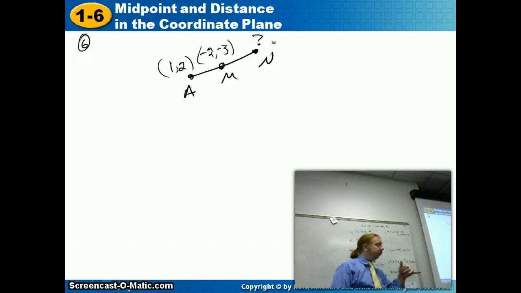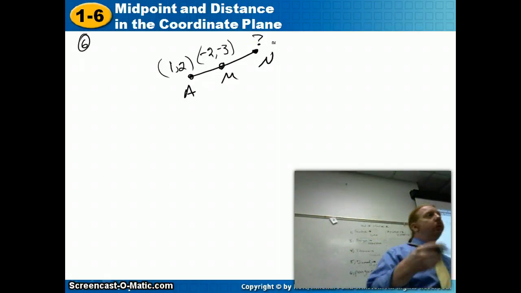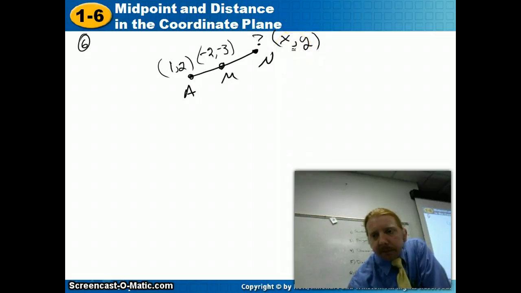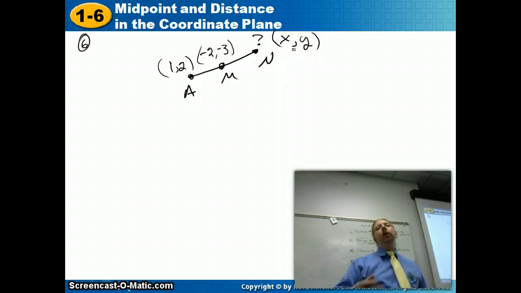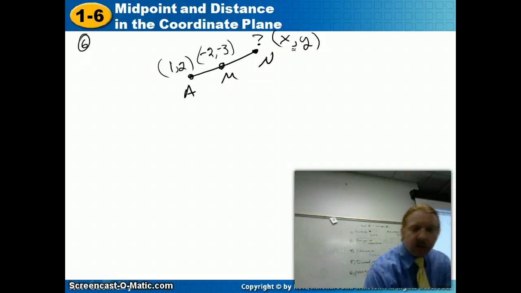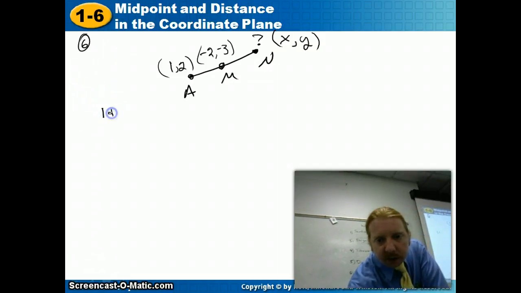Now, there were a couple of different ways to approach this. Remember, we could graph it and count it, or we could work the equation backwards. So if we work the equation backwards, I know this point over here is (x, y). So my thinking is 1 plus what is going to give me -2 for that midpoint? So (1 + x) divided by 2 is going to have to give me -2 for the midpoint.